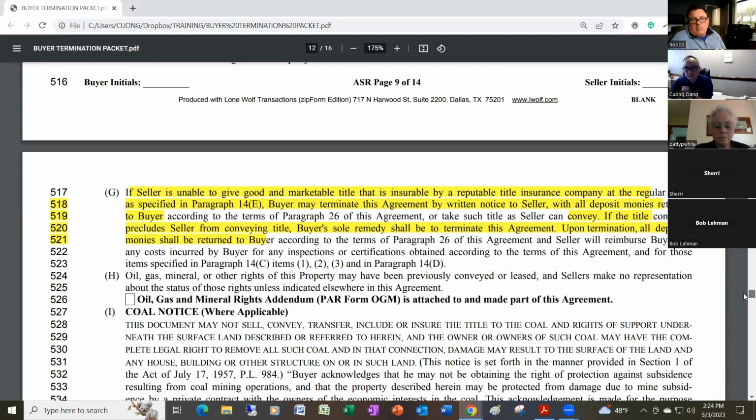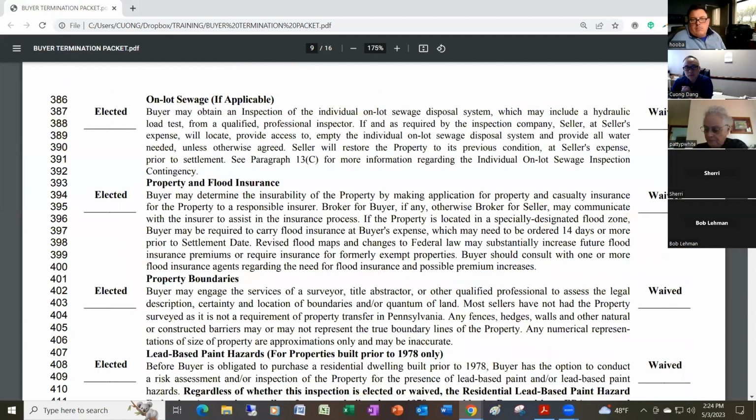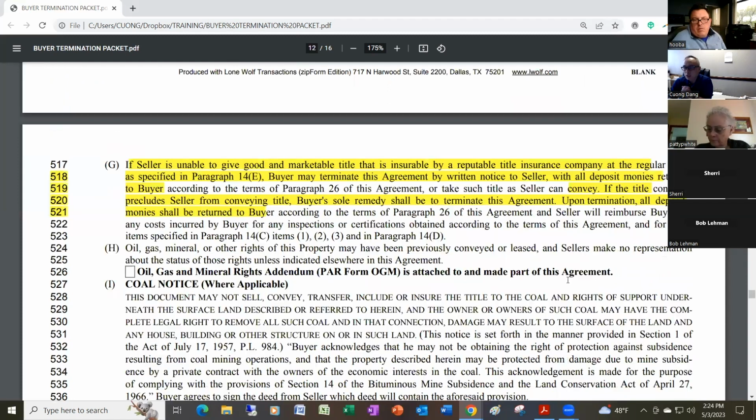Okay. But that one even goes further though. That the seller will reimburse. Yes. Correct. It actually even says that the seller has to reimburse the buyer for any costs incurred. Inspections, certifications. Does that include appraisal? Yep.